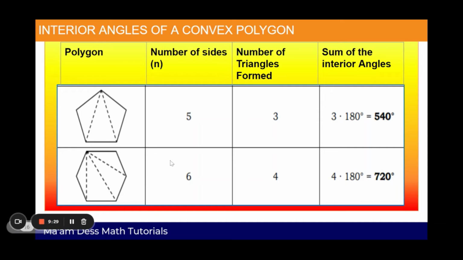Okay, now for the hexagon. Hexagon has 6 sides. Number of triangles formed, we have 4. And then 4 multiplied by 180 is equal to 720. By the way, why 180? Since we said a while ago that the sum of the interior angles of a triangle is 180, right? And then we have four triangles formed. So that's why you multiply by 180. And our answer for the hexagon, the sum of the interior angles of the hexagon, is 720 degrees.